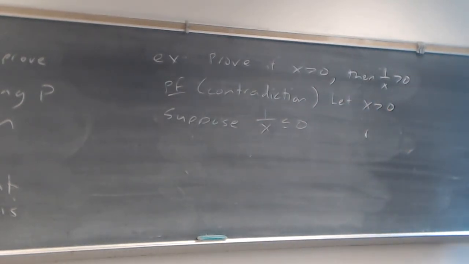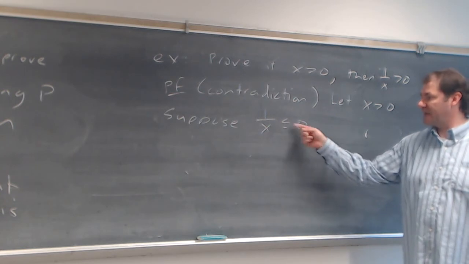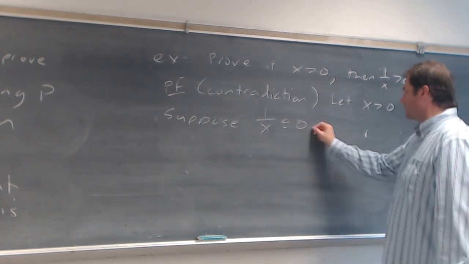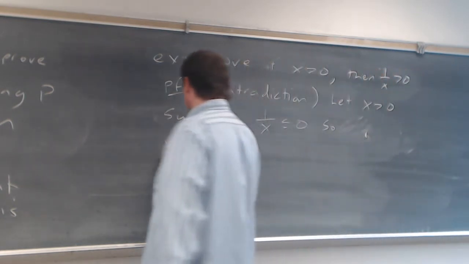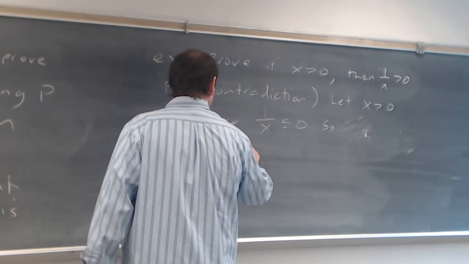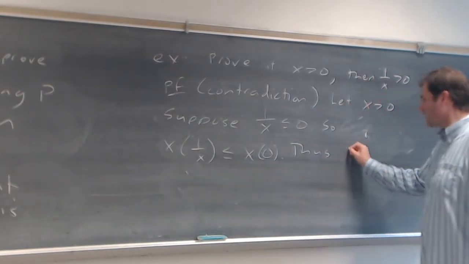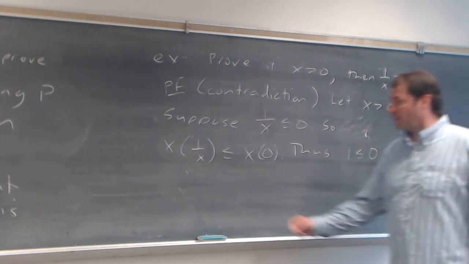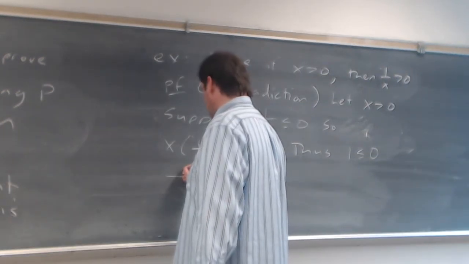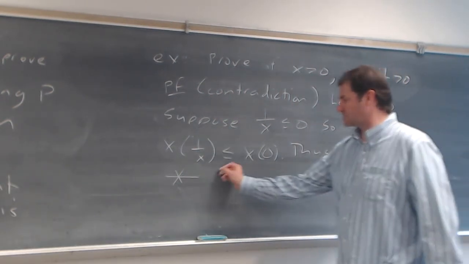Now again, with x being greater than 0, that means that x is a positive number, and so if I take this inequality and multiply it by a positive number, it will retain the direction of the inequality. So what I get is x times 1 over x, let me write this down, will be less than or equal to x times 0. Thus, that says 1 is less than or equal to 0. Well, we know 1 is not less than or equal to 0. This is a contradiction, and here's how I'm going to symbolize contradiction. I'm going to have two arrows hit each other, coming in from opposite directions. That means this is a contradiction.